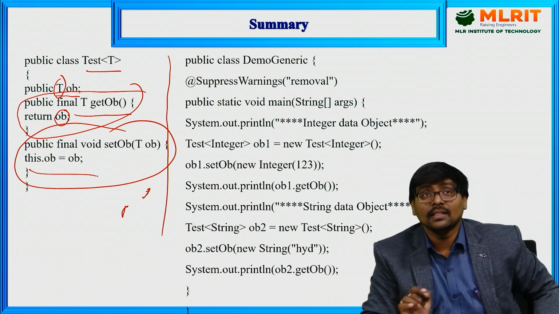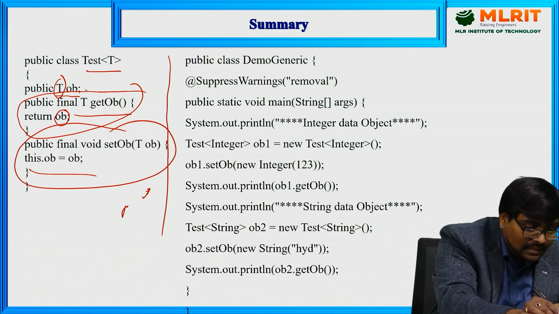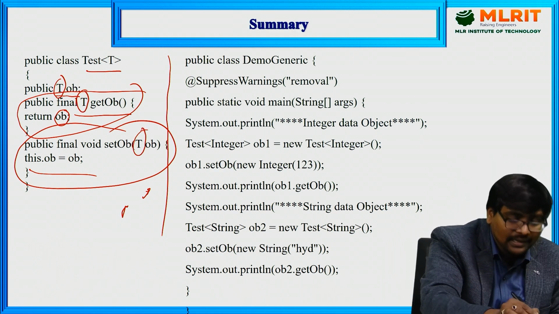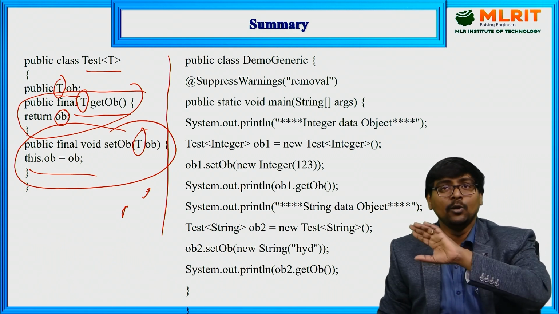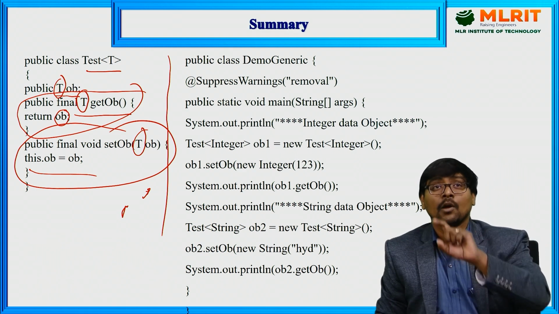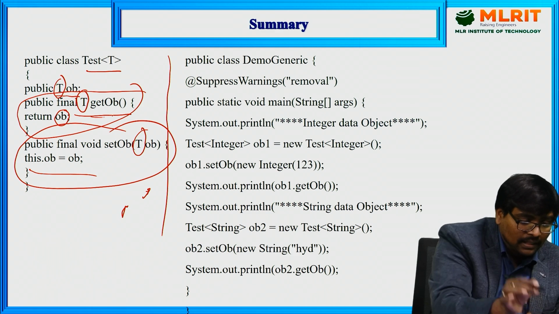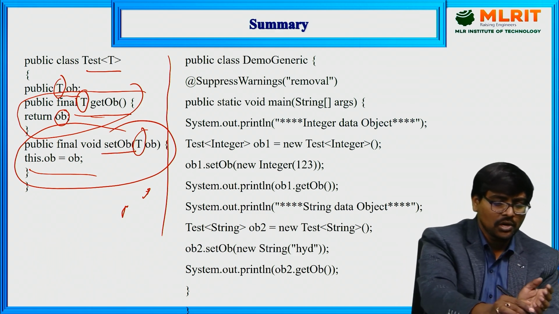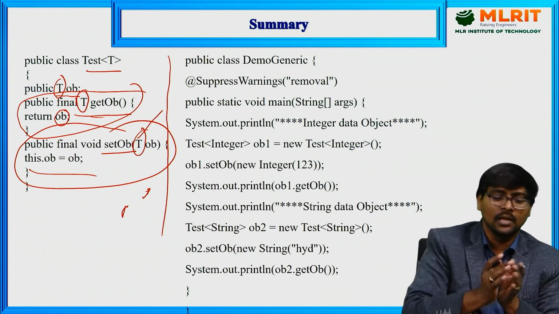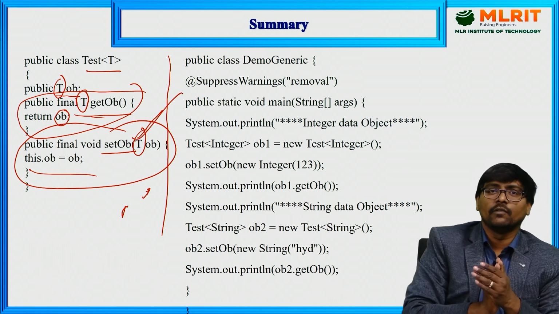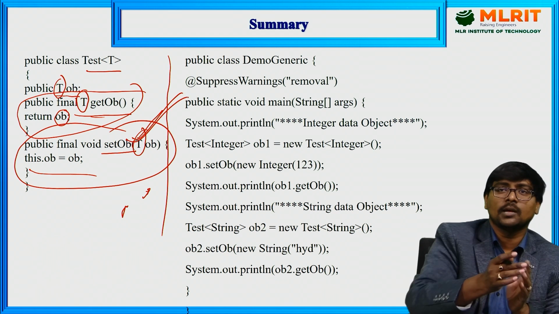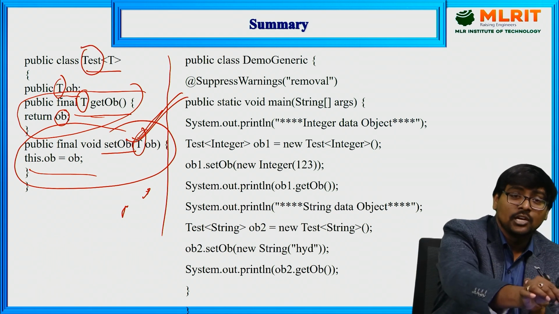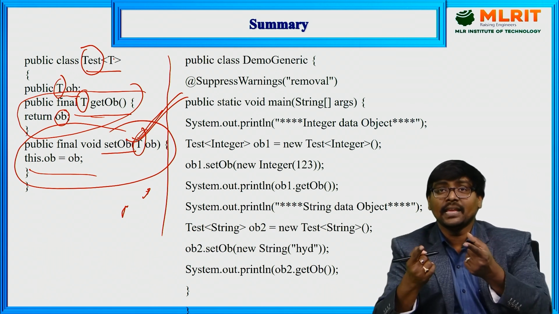Now observe, the return type of the method is T. Here the parameter type is T. That means I don't know the exact data type. While calling the method setOb, if I call the method with a string object, automatically it will become a string. If I call the method with a double object, it will become double. Call it with an integer object, it will become integer. You got the point? For this class, you can generate any type of objects.